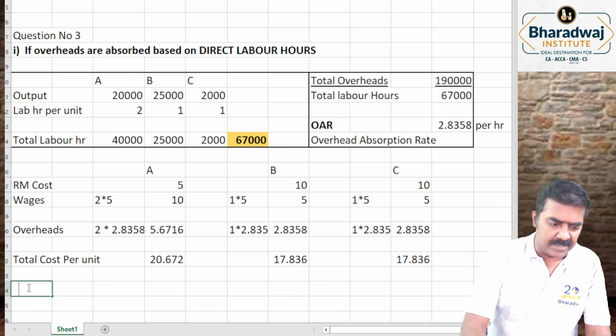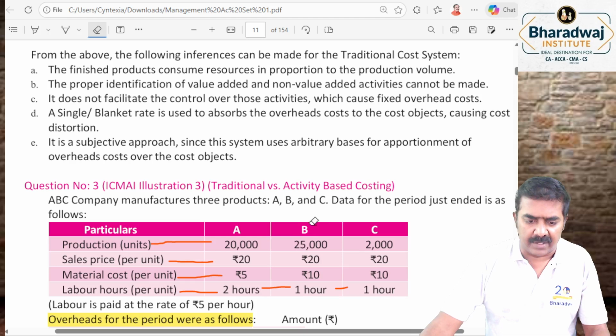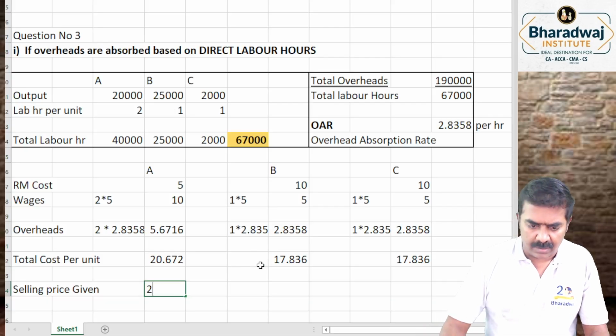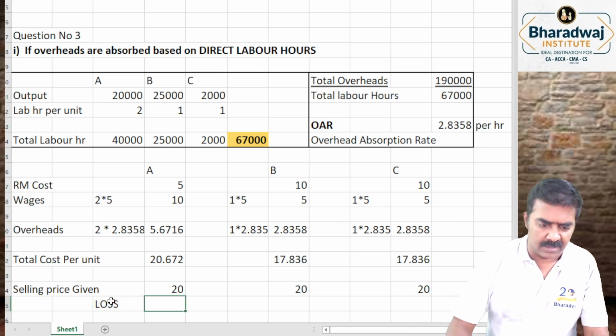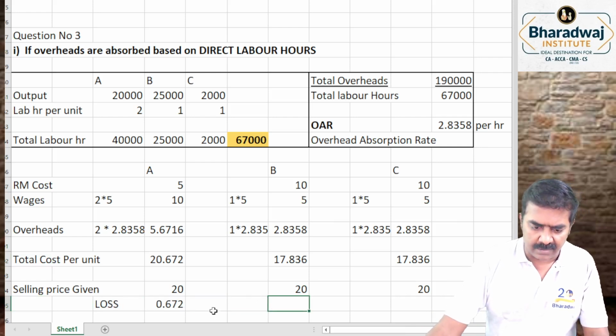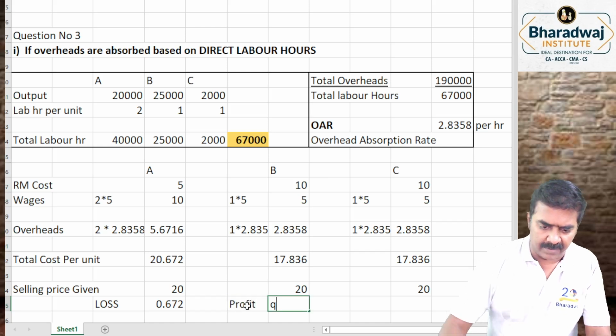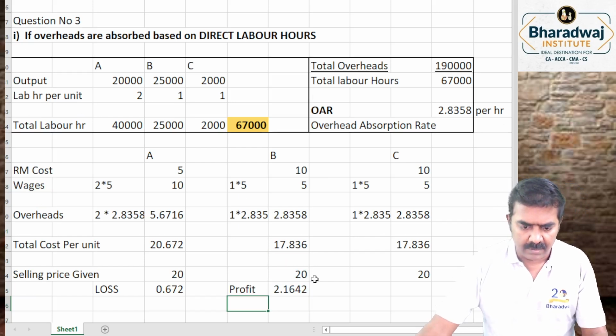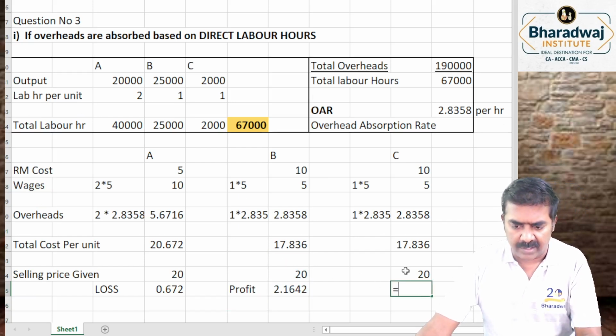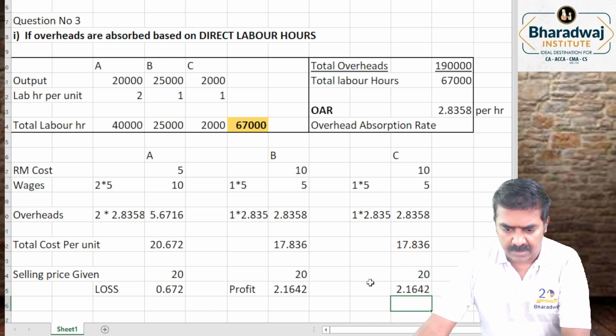What is the selling price given for A, B, C? 20, 20 and what? 20. So for the first one, profit or loss? The first one is in loss. How much loss? 0.672. The second one is in profit. How much profit? Third one, 20 minus this. This will be in profit.